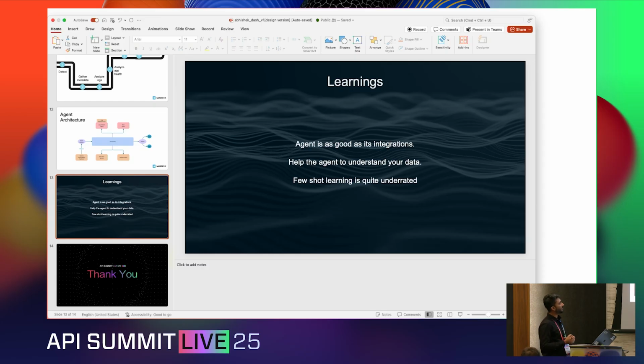The other learning is to help agents understand your data. That's where we showed how we explain each and every custom attribute of the logs to help the agent understand how to interpret them. And few-shot learning, though it seems very simple, where we are just suggesting examples, actually takes your agent response from 50% accuracy to 80% accuracy. That's where the game is.